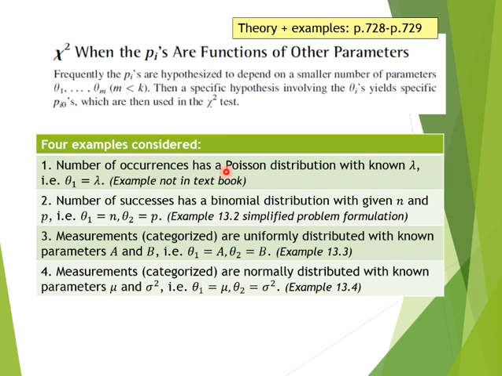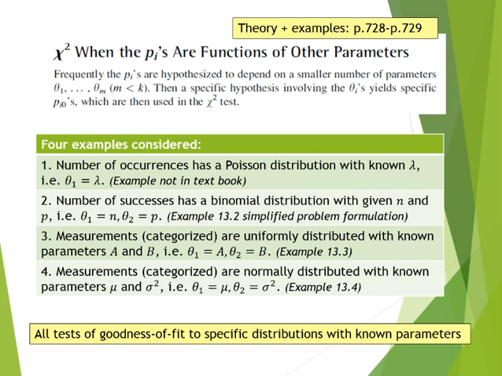So these different probability distributions will determine the probabilities. So we have to calculate the probabilities given the known distribution with known parameter values. And then we can compare what we expect if that was true to what we observe. What all these have in common is that they're all tests of goodness of fit to specific distributions with known parameters. Very important.